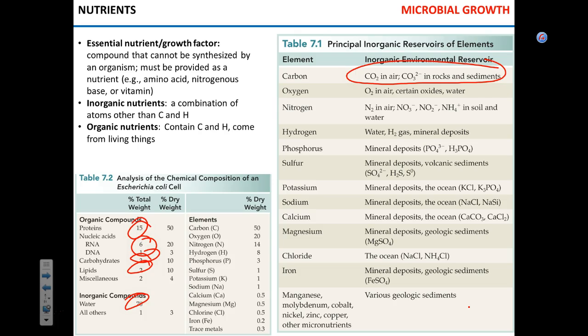Okay. Oxygen, another critical element that is present in all organic molecules that microbes have inside of them. Okay, practically all of them. Oxygen comes from the air, obviously.